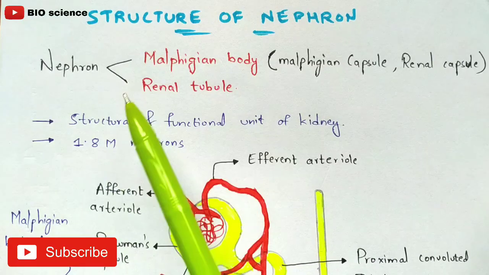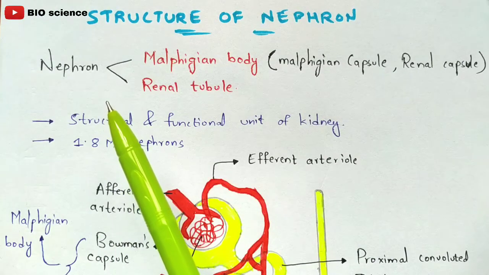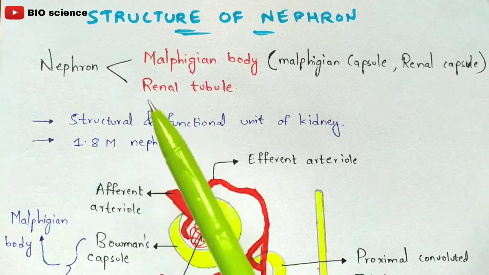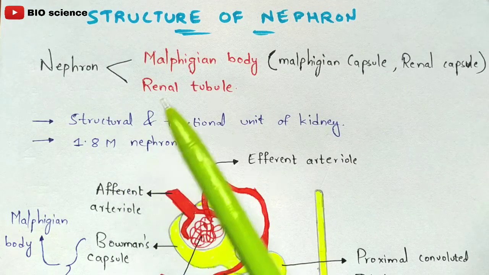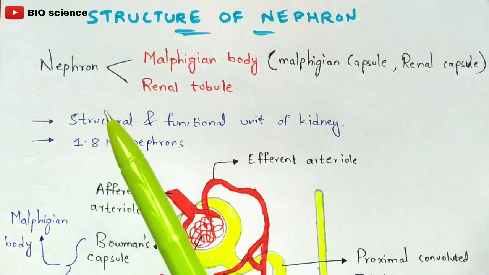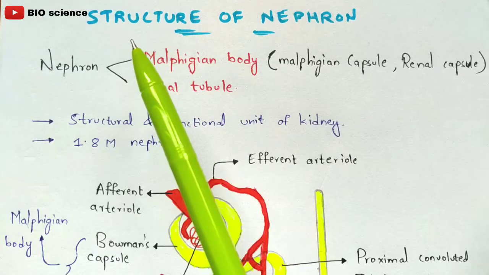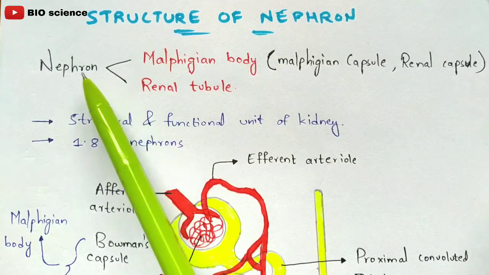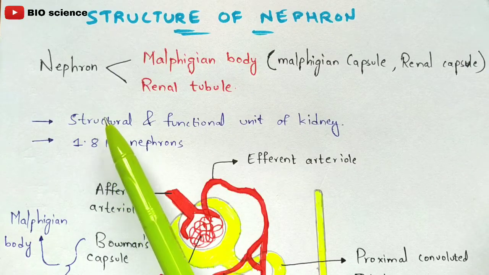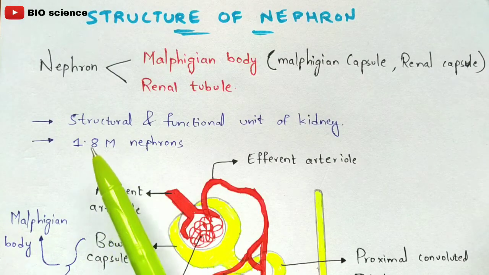So what is the actual function of the kidney, which I have told you before? The kidney plays a major role in purification of the blood. Purification, or filtration, of the blood is done in the kidneys, and inside the kidneys the nephrons are present, where the filtration process of the blood occurs. And not only one nephron, there are millions of nephrons. Here 1.8 million nephrons are present in the kidney, as I have mentioned.